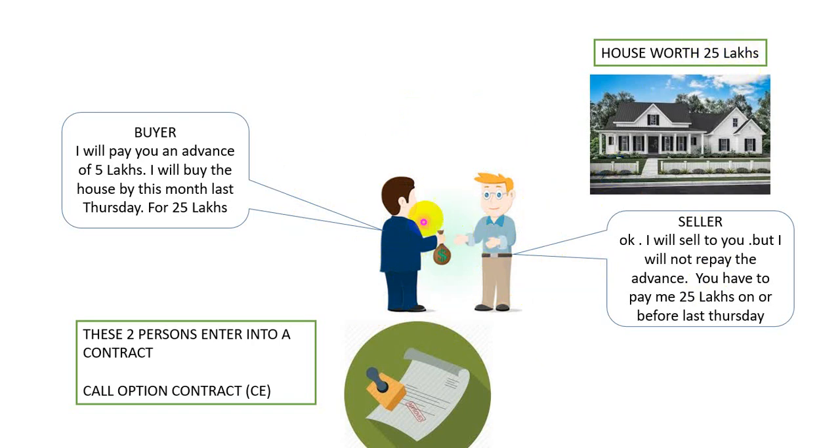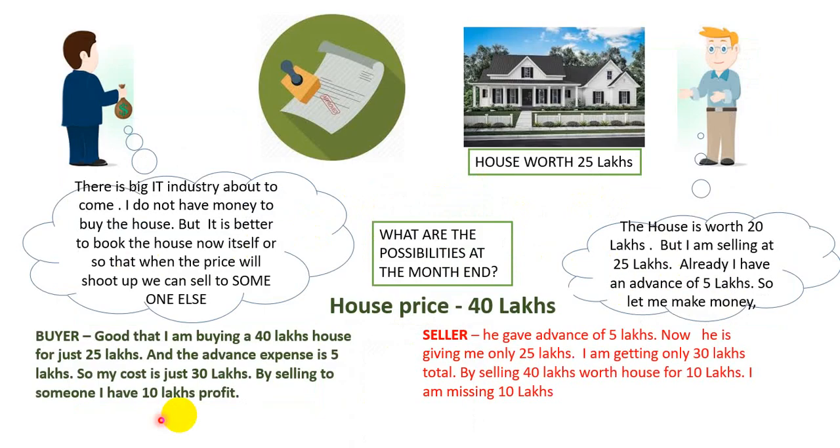This person can give the 5 lakhs and he can run away without buying also, but this person, if he asks, should sell to him only at 25 lakhs. But one cushion he gets is he need not repay the 5 lakhs. So in this scenario, if it goes to 40 lakhs, he will be with 10 lakhs profit. He will be missing the 10 lakhs. It's an opportunity loss for him.